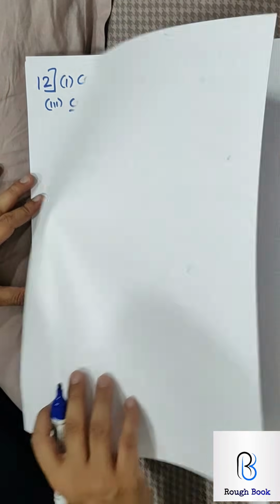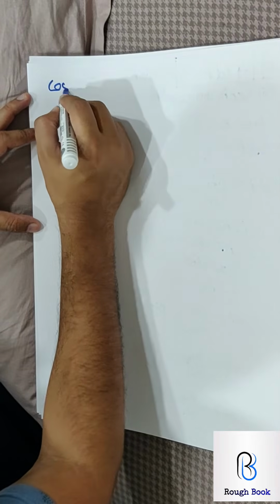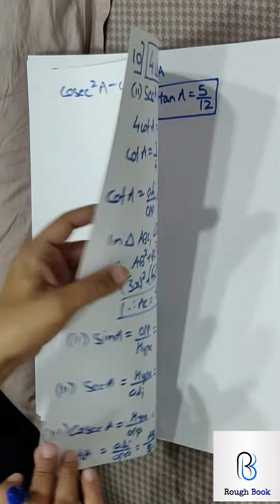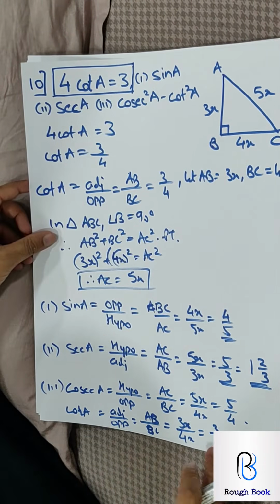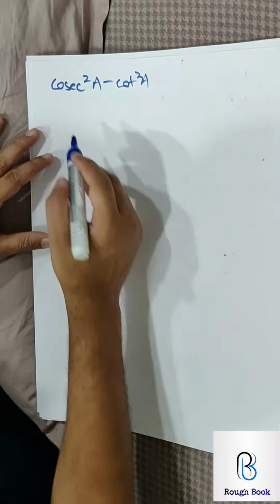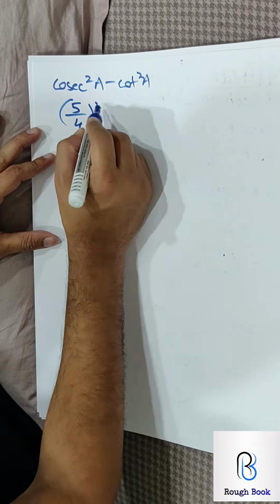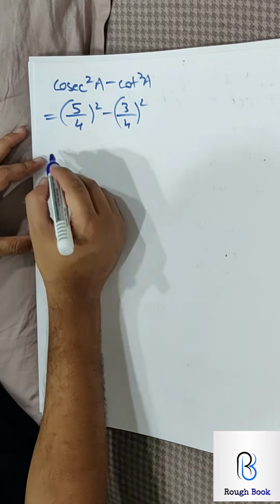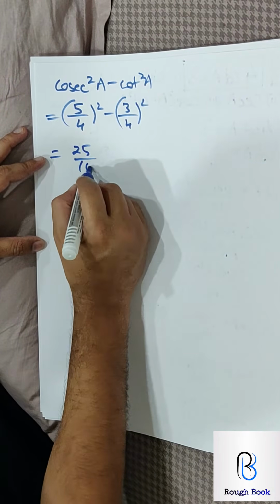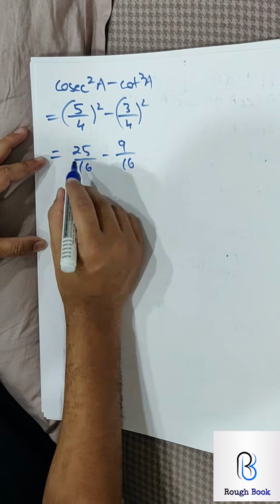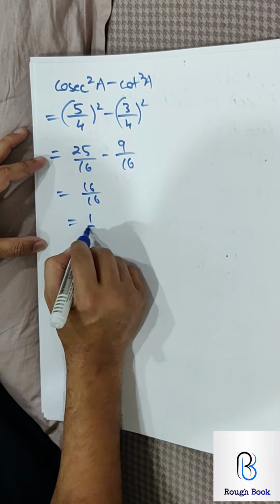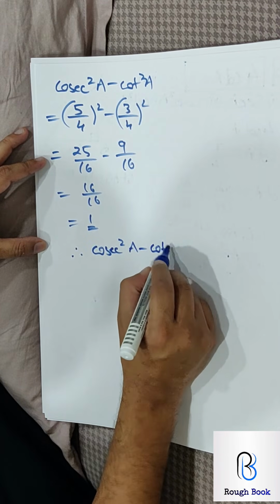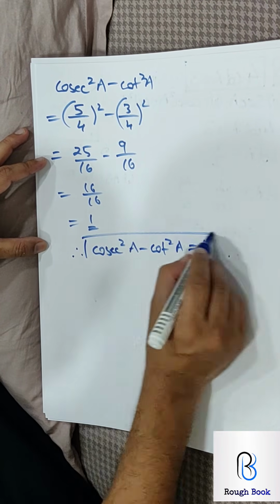Cosec square A minus cot square A. So cosec is 5 by 4, cot is 3 by 4. So 5 by 4 square, minus 3 by 4 square. Can you predict the answer? Super. Those who have said 1, it's correct. So 16 by 16, 1. So therefore I can say cosec square A minus cot square A equals 1.